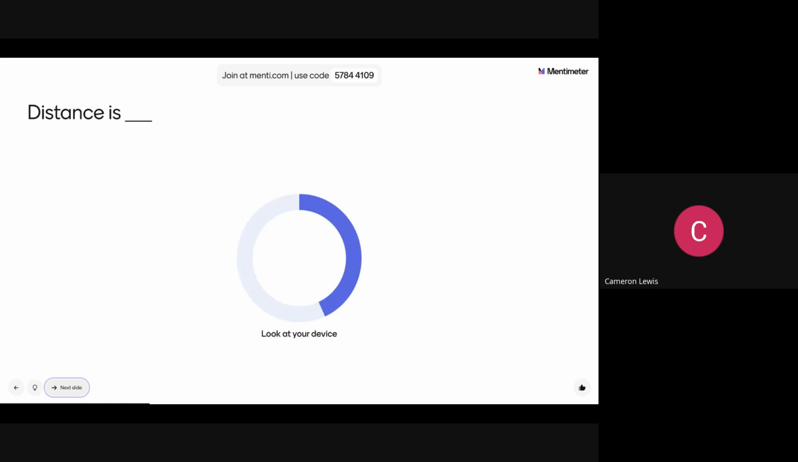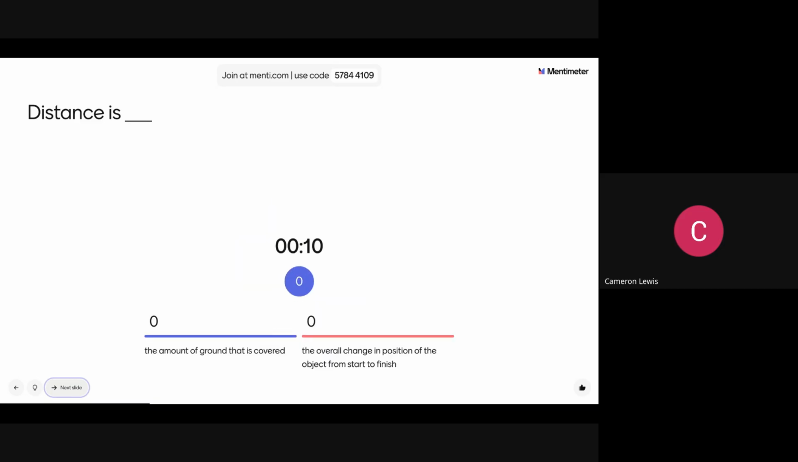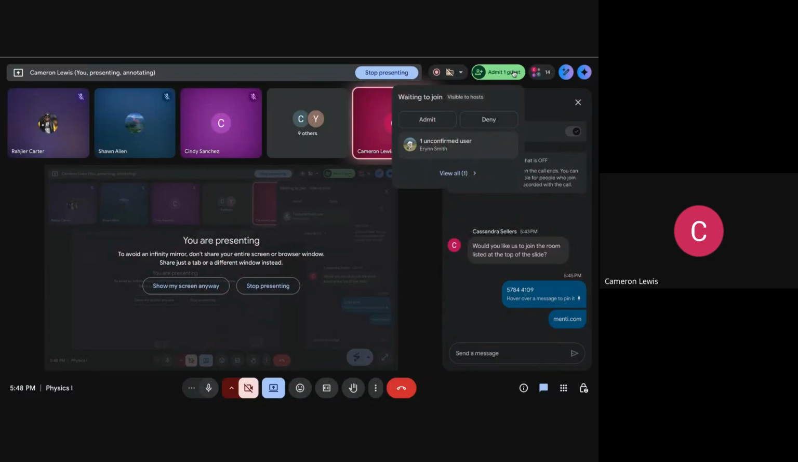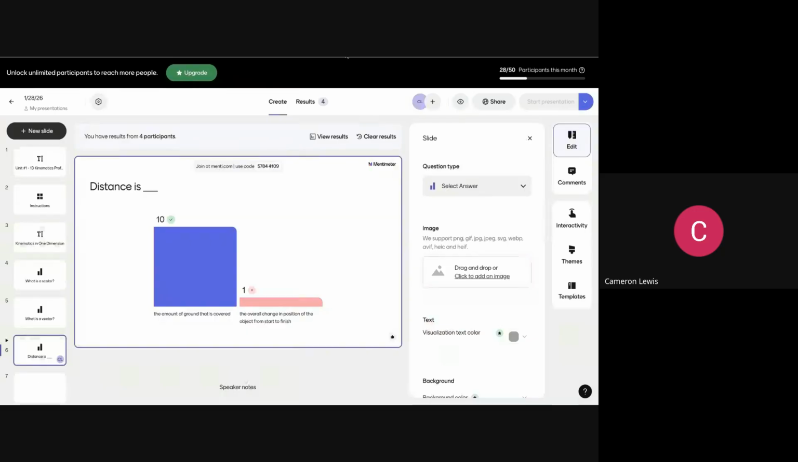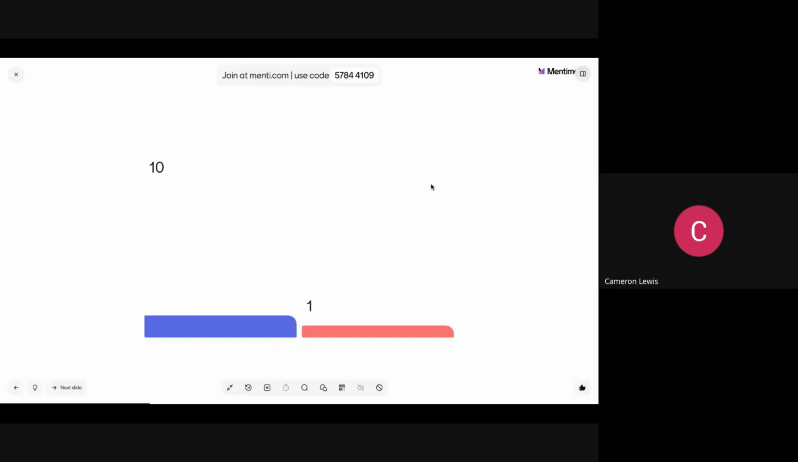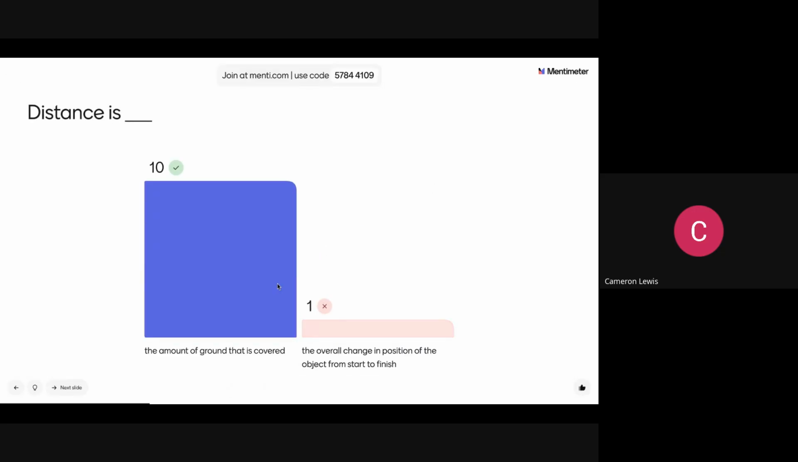So distance, right? What is distance? The definition of distance: the amount of ground that is covered, or the overall change of position of an object from start to finish. Almost 100%. So good. So the amount of ground that is covered. So when we talk about distance, we're just looking at the amount. So I went 50 meters. I just went 50 meters far. Didn't talk about which direction yet. So we could look at distance and conclude it's a scalar.